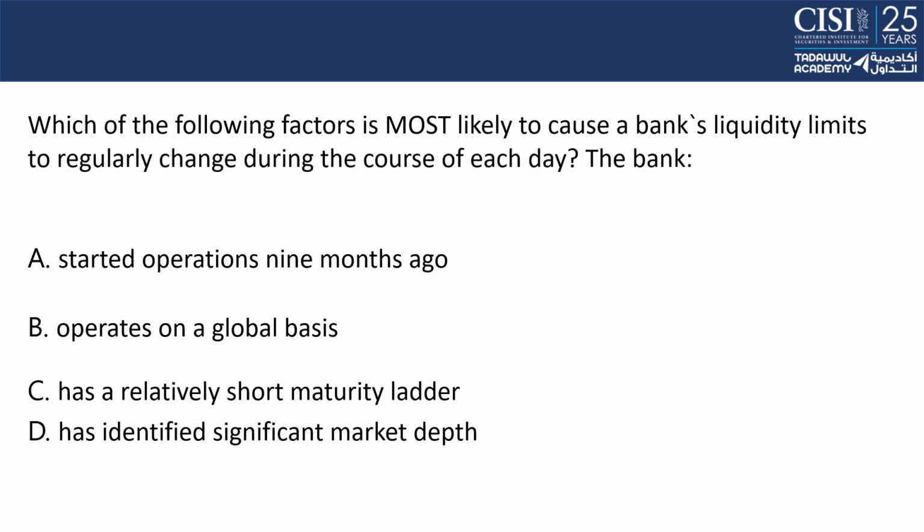Which of the following factors is most likely to cause a bank's liquidity limits to regularly change during the course of each day? The bank A. started operations 9 months ago, B. operates on a global basis, C. has a relatively short maturity ladder, D. has identified significant market depth.